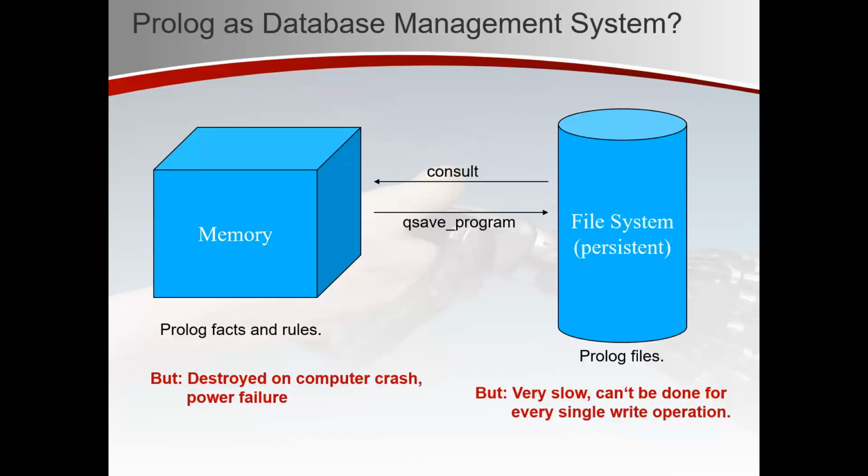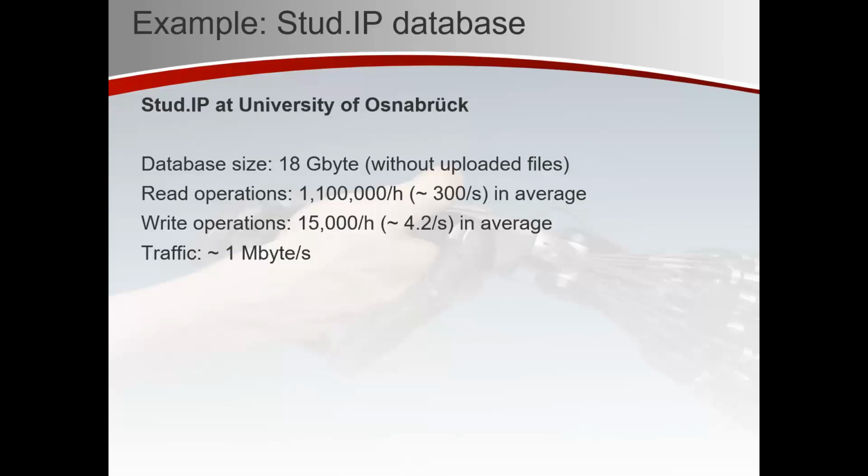Let's look at some figures for StudRP, for example. The StudRP database at the University of Osnabrück has an entire size of 18 gigabyte without the uploaded files. That's another terabyte, but only the data on who are the persons, which seminars and lectures do we have, who's enrolled in which lecture, who has written an email to whom, and what's part of this internal message, and so on. We have about 1.1 million read operations per hour on the StudRP database. That makes an average 300 per second, and that's an average value.